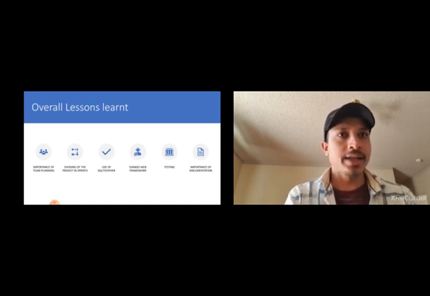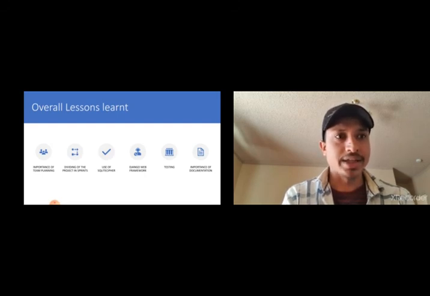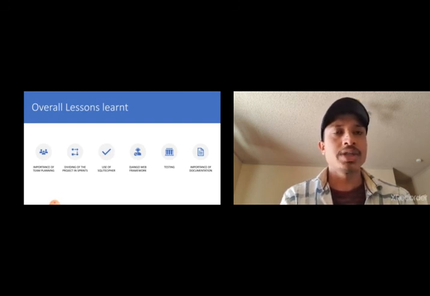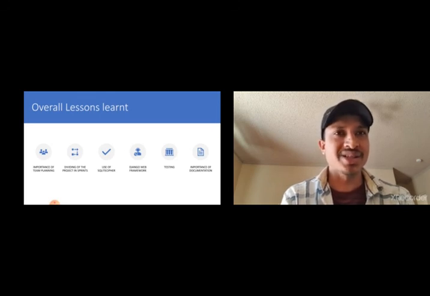Overall in this project, I learned about the importance of team planning and dividing the project into sprints, the use of SQLite cipher, the design of a framework, testing, and the importance of documentation. These are the lessons that I have learned in this project, and I think they will be helpful for me in the coming time. Thank you for your patience, and thank you for your time.